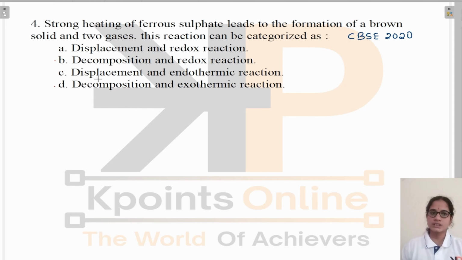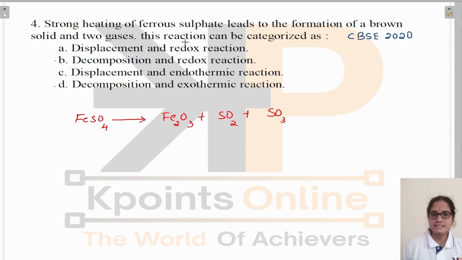Then our next question is: strong heating of ferrous sulfate leads to the formation of brown solid and two gases. This reaction can be categorized as? First let us write the reaction so that we will be able to solve this. Ferrous sulfate, FeSO4, when it is heated, forms ferric oxide plus sulfur dioxide and sulfur trioxide. The question is, this reaction can be categorized as? Clearly, this is a decomposition reaction as a single compound is broken down into different products.